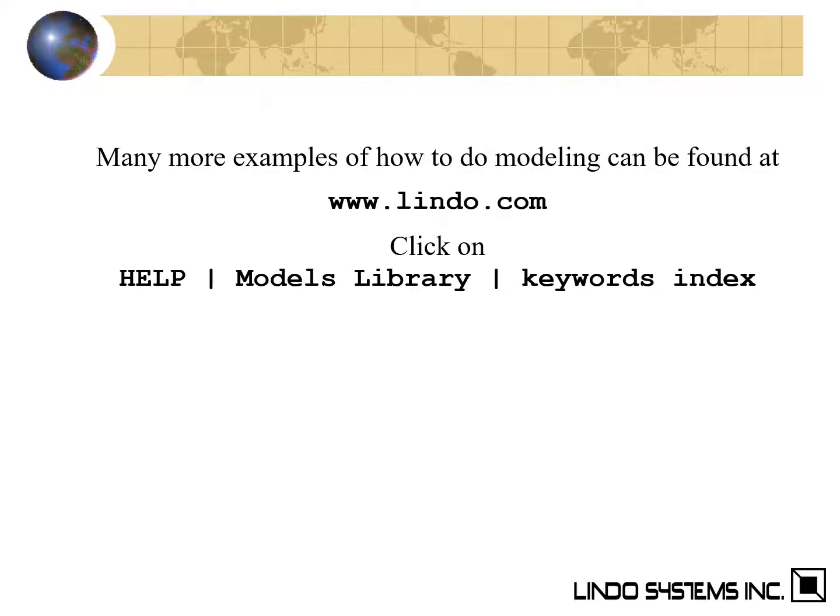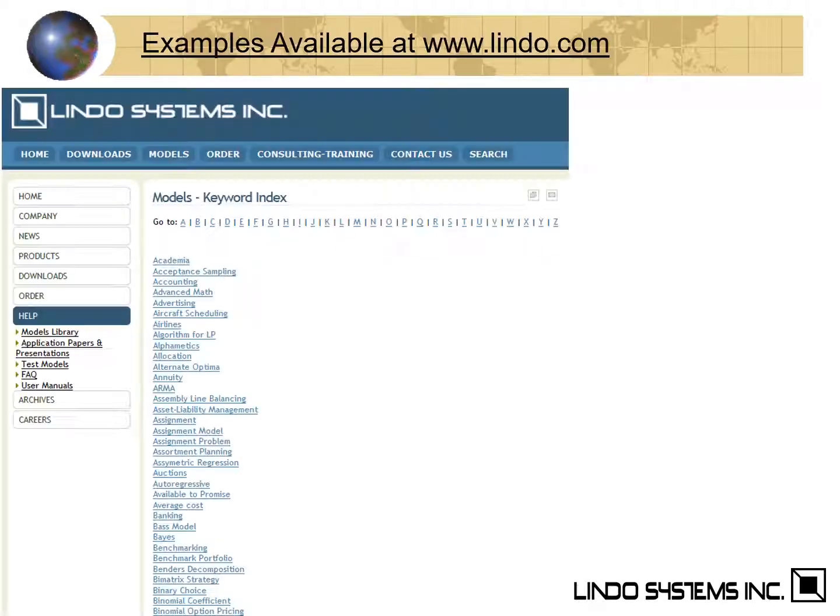So we talked about a lot of models here, and I want to point out that you can find most of these models in the models library at www.lindo.com. Simply click on Help, Models Library, Keywords Index, and type in whatever the topic is that is of interest to you, and you'll probably see a relevant model either in What's Best or in LINGO.